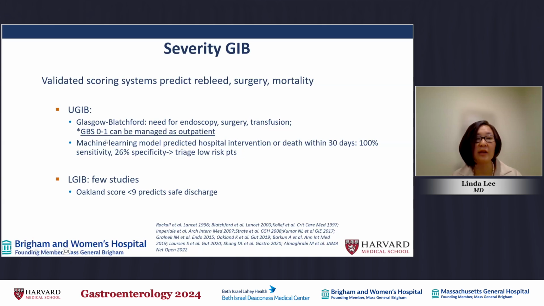There are certainly lots of interest in AI and machine learning models, which seem to suggest that they may perform better at predicting the need for hospital intervention and mortality, although more research is necessary. With respect to lower GI bleed, the Oakland score less than 9 seems to predict safe discharge as well. But of course, these patients need to be reliable patients who will return within that next week for upper endoscopy or colonoscopy.